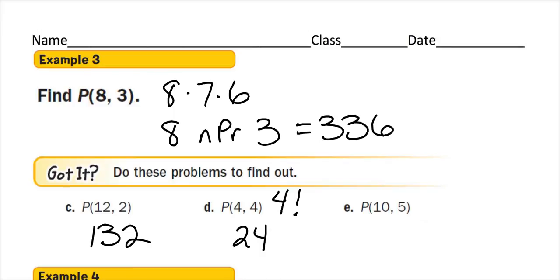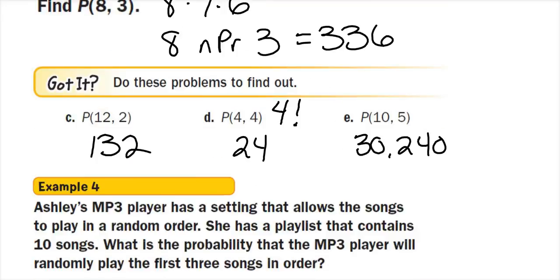All right, so let's take a look. If we have 10 and we're going to take 5 at a time, that's going to come out to 30,240. And that's it, okay? So just remember the little factorial thing there, and you should be okay.